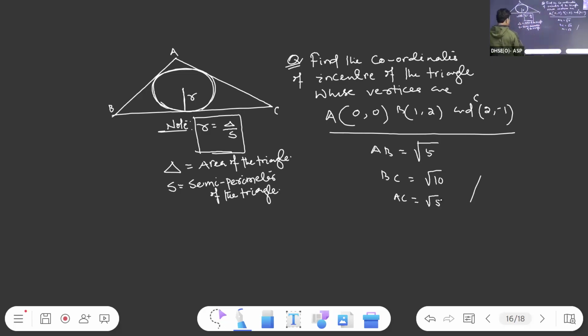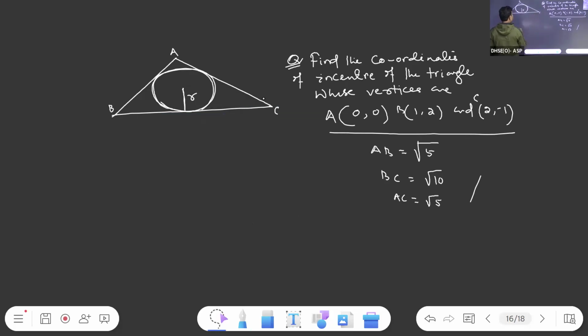Okay. So (0, 0), (1, 2), and (2, -1). This is √5, this is √5, and this is √10. Clear?